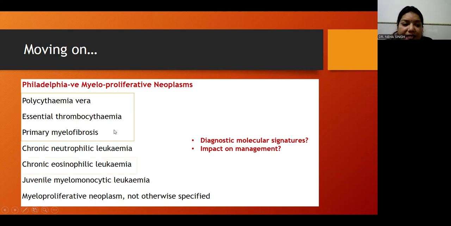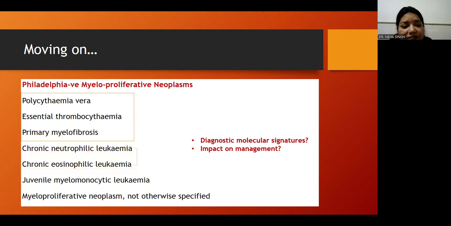The significance of knowing this molecular signature is that if you have a JAK2 positive case, then you can use a JAK2 inhibitor, ruxolitinib, in such patients if there is huge splenomegaly or you have a symptomatic disease. The patient is worsening, has symptomatic anemia, etc.